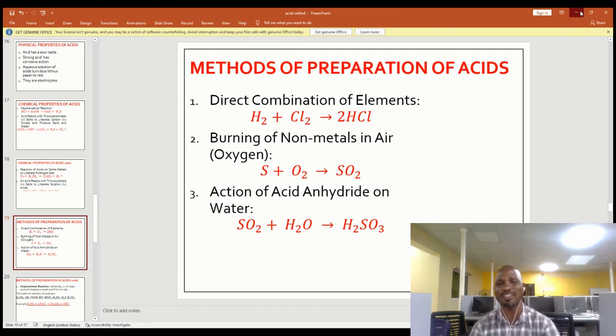Now, when you burn non-metals in air, non-metals like sulfur, carbon, nitrogen, just to mention a few, you will get acid gas.